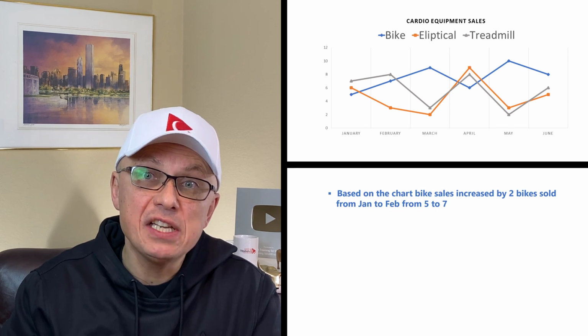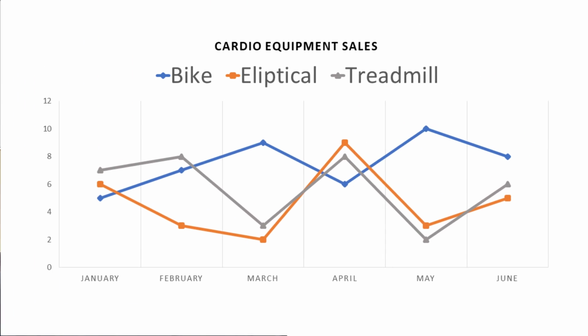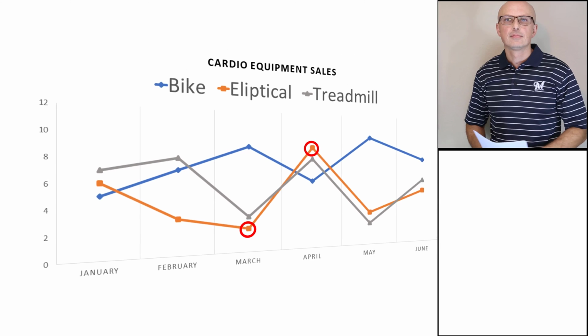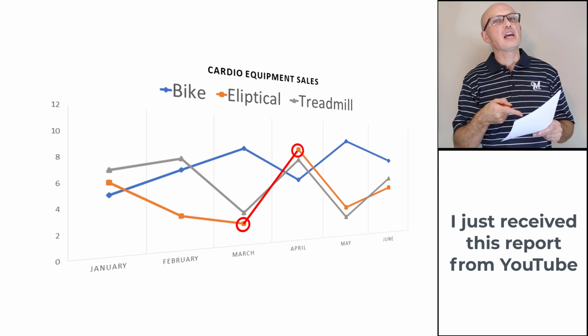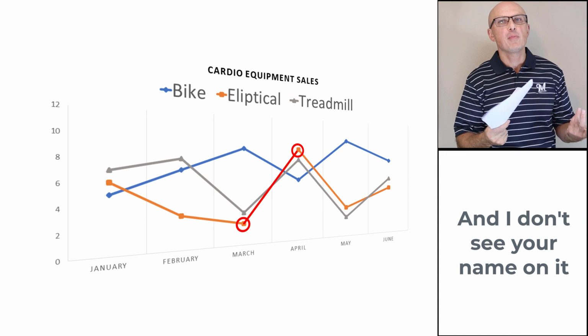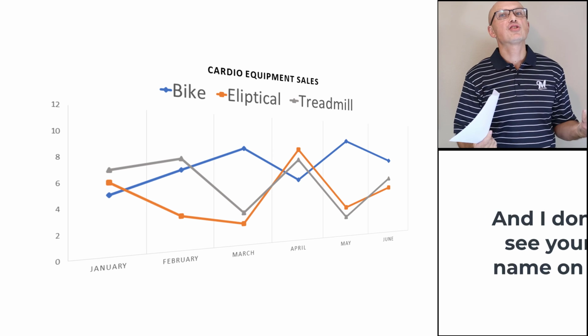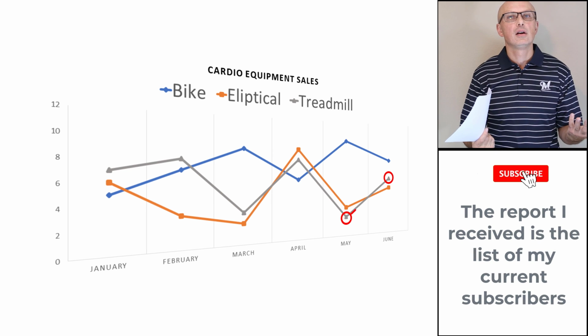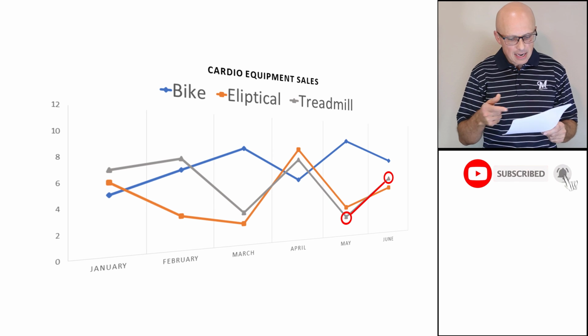Based on the chart, bike sales increased by 2 from January to February, and the increase was from 5 to 7 items sold. Bike sales also increased by 2 from 7 to 9 between February and March. Elliptical sales, on the other hand, increased by 7 from March to April, jumping from 2 to 9. And treadmill sales increased by 4 between May and June, going up from 2 to 6.